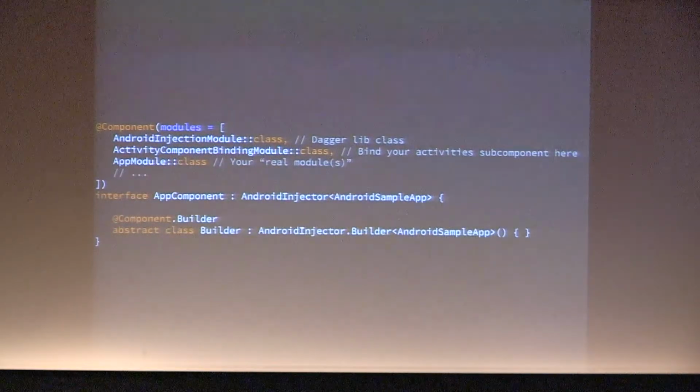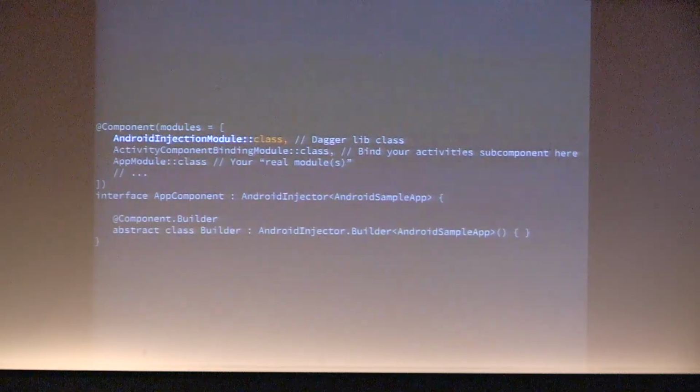And the important part now is the modules that you will include in your components. As we saw before, you have this Android injection module, and Android support injection module if you need. Then you have the activity component binding module that we will see a bit later. And finally, the app module with your standard dependencies that you already had before.